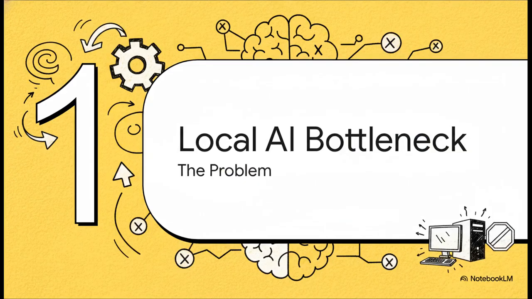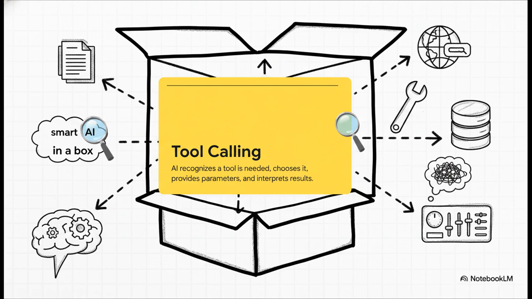The local AI bottleneck. To really grasp why we need a whole new protocol, we first have to look at the baseline problem. Out of the box, running a local model in a tool like Ollama is basically like having an incredibly smart AI in a box. It can generate text all day, but it has zero external reach. It can't read your local files, it can't search the web, it can't query a database.